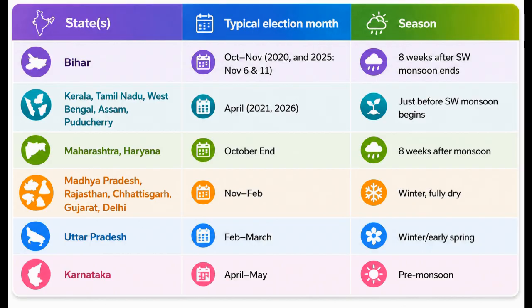Madhya Pradesh, Rajasthan, Chhattisgarh, Gujarat, and Delhi typically hold elections between November and February in the winter when it's fully dry. Uttar Pradesh typically holds elections in February or March in the winter or early spring. Karnataka typically holds elections in April or May in the summer season. Notice the pattern. Almost nothing lands in June to September, the peak of the southwest monsoon across most of the country. Even Tamil Nadu, a state that gets flooded frequently, gets its elections scheduled in summer.